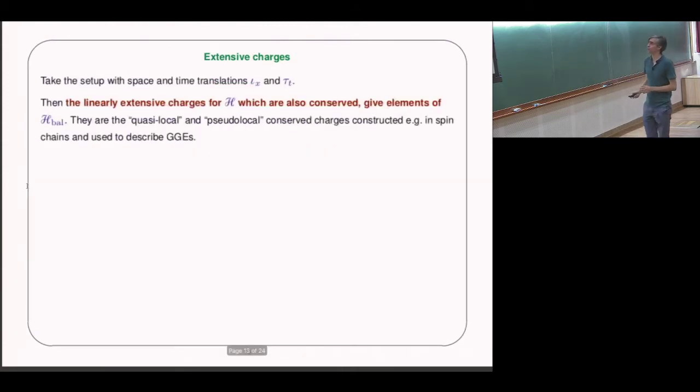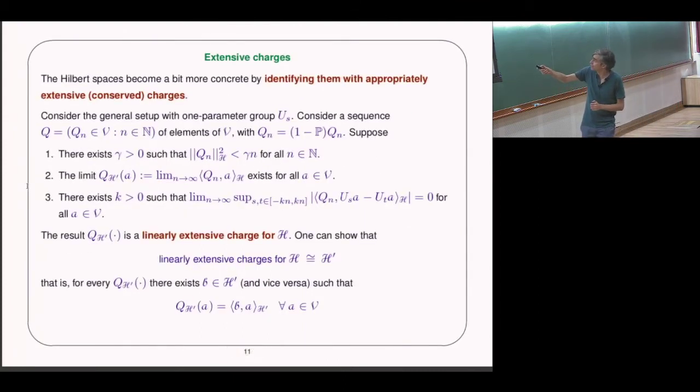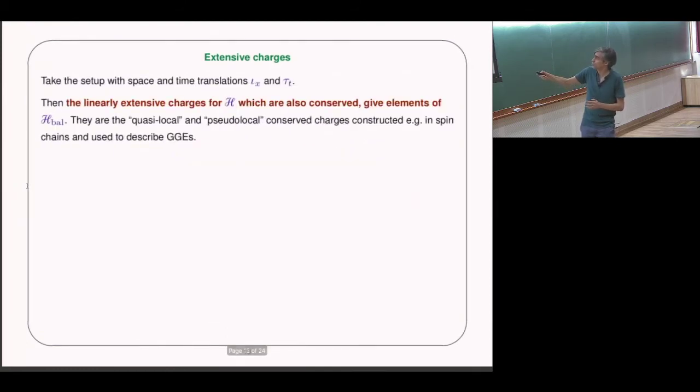Okay, if I look at the space of linearly extensive charges on H, so just the space integrals, or the things that are supported on large regions in space, then what you get are what people have called quasi-local or pseudo-local charges, which were introduced originally by Prosen some time ago and are used to construct GGEs. So these Qn that I'm talking about, if I look at Qn on H to get something in H prime, this is what people use to construct GGEs. It's something that you can construct in quantum spin chains.